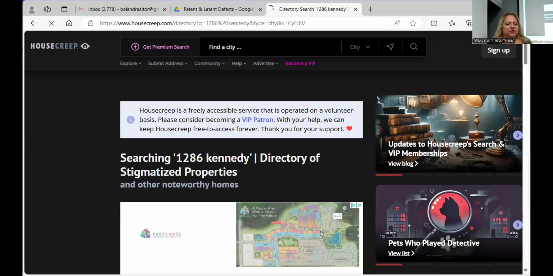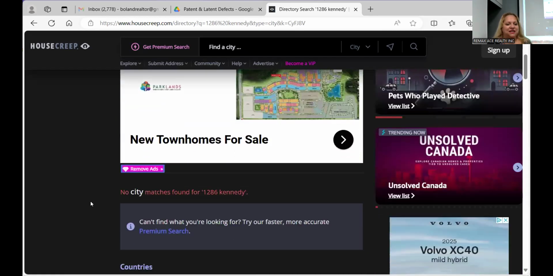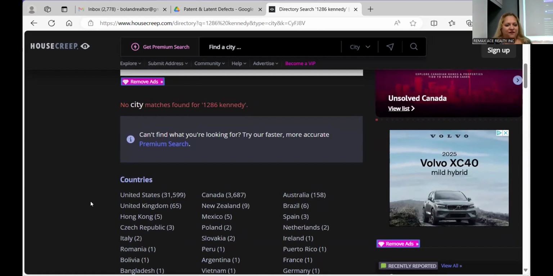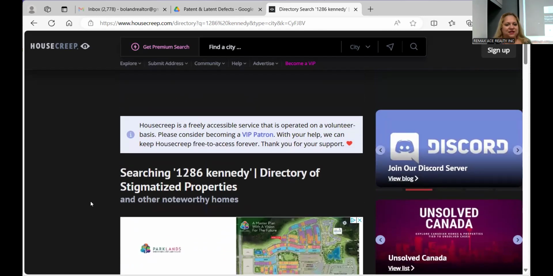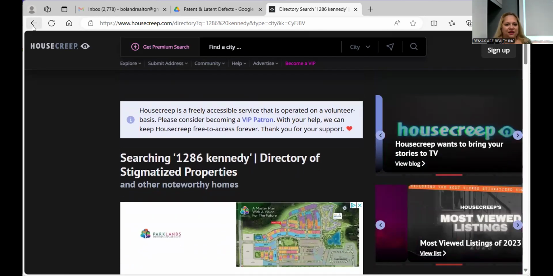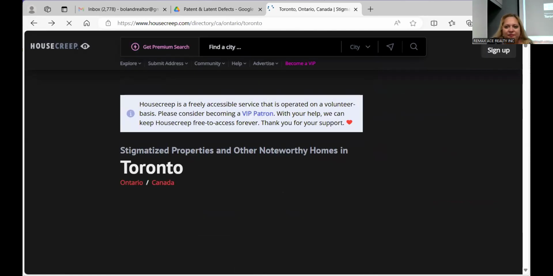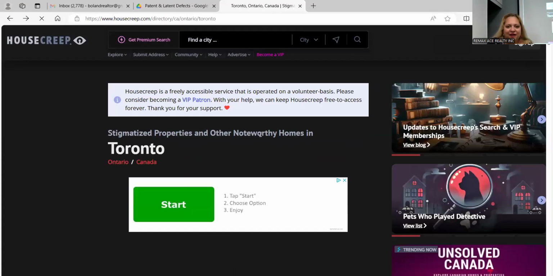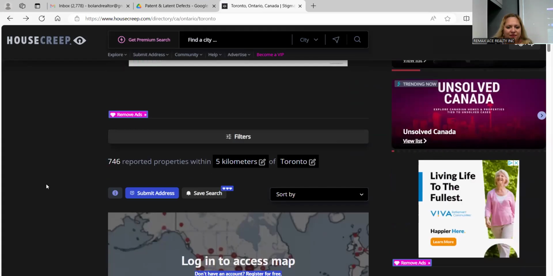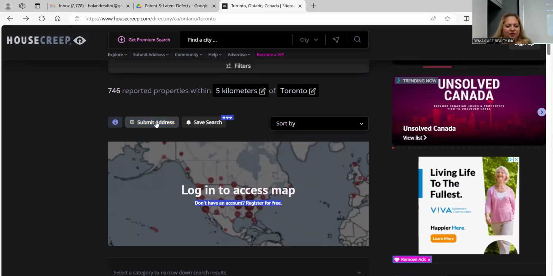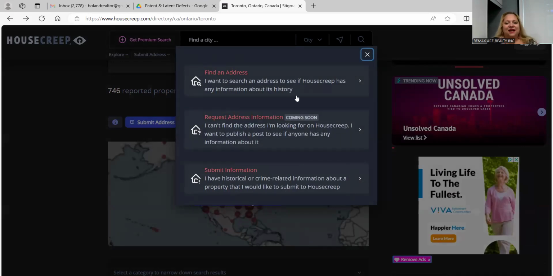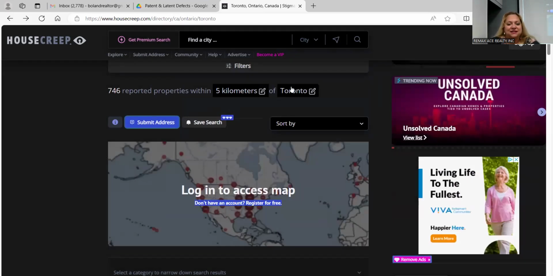Okay, so we're searching the directory of stigmatized property around the office. So no city, oh, because it's asking for a city there. I want to go back and search the address. I'm going to do this on the fly here. I used to just be able to type it in at the top. I know I typed in my address and I was like, oh, you can find out anything. And sometimes it's like 20 years back and you can still see it.